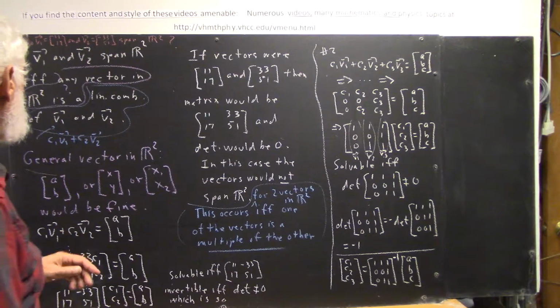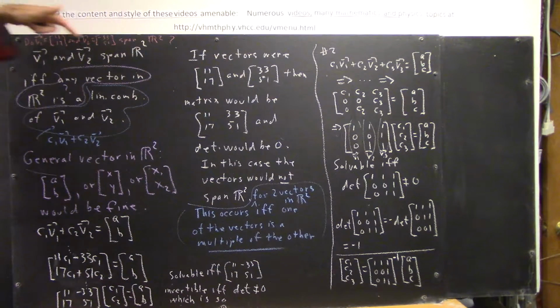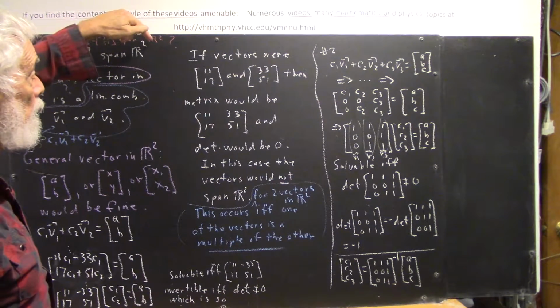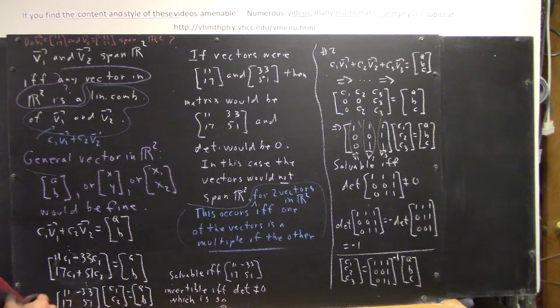Here we have the question, and it might be a little hard to read, but it's in the document. Do V1 equal the column vector 11, 17 and V2, the column vector negative 33, 51, span the vector space R2?